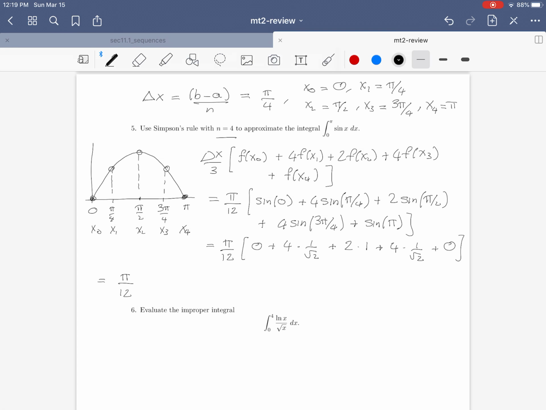So what we get here is pi by 12 times, let's simplify the term, so let's take 2 here, plus 8 divided by square root 2. So here my 2 is coming from here, and then my 8 divided by square root 2 is coming from these two terms here.